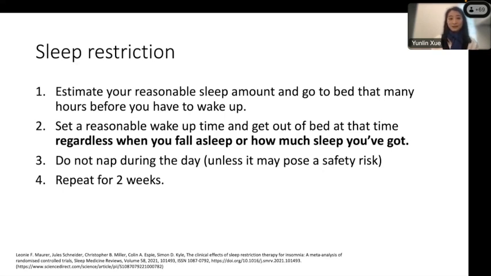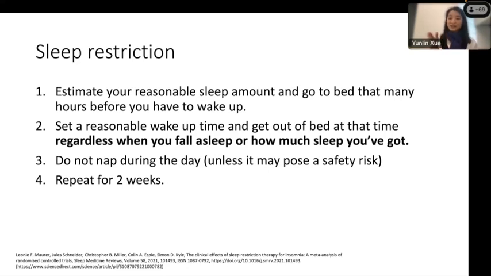So how to do this is you should make an estimate, especially based on your sleep diary, of the reasonable amount of sleep that you get when you go to bed and when you wake up. And then you pick a time in the morning that's reasonable for you, like when you have to get out of bed to go to work or when your routine starts. And then subtract that many hours.